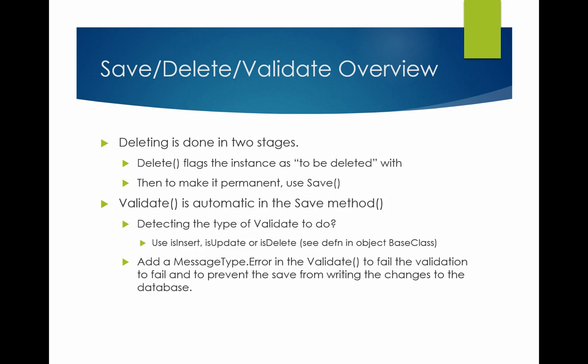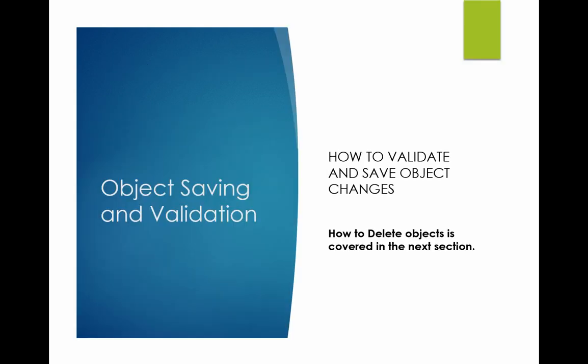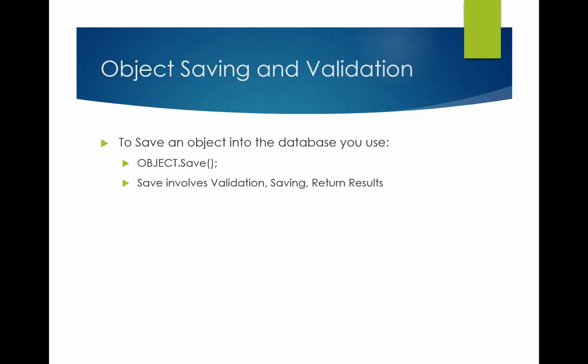Whether you're doing an update, insert, or delete, you can figure out which kind of validation you need to do. The definition for those three properties is in the base class, so if you want to look at the base class, that's where they're defined. And if you want to get validation to fail, you simply add an error message type to your validation, and it will prevent the save from being written to the database. So that's saving and validation; I'll talk about delete next.